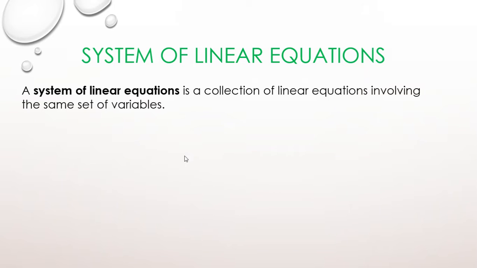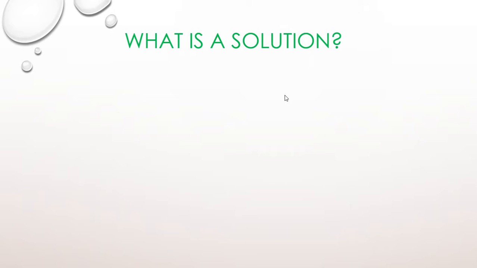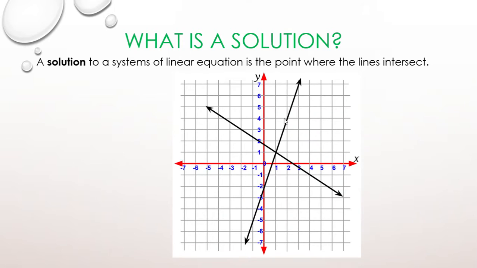So, system of linear equations. Like I mentioned earlier, it is a collection of linear equations involving the same set of variables. Here are some examples. The first one is a system of linear equations, second one also. Notice we're only using x and y, and we're going to only use x and y for the rest of the PowerPoint. So what is a solution exactly? A solution to a system of linear equations is the point where the lines intersect. Here's an example of two lines on a plane. This point right there, really 1, 1, is what we call the solution to the system of equations, because that is where the two lines intersect.